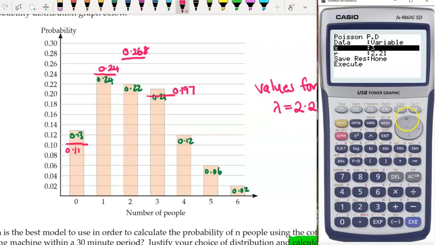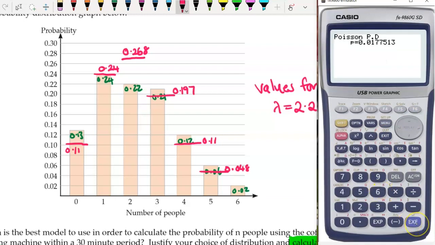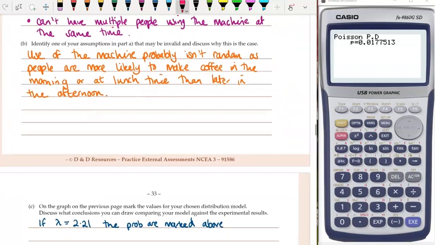x is 4, 0.109. So 0.109 round about here, 0.11. And then for 5, 0.048. And 6, 0.0178. Okay, so we've marked them on. Let's go back to the question.